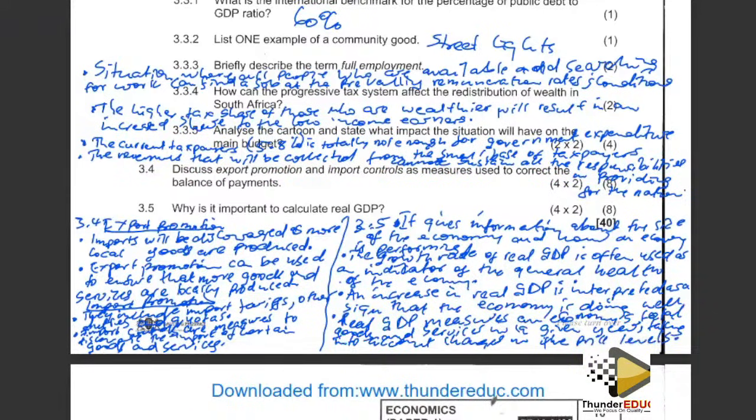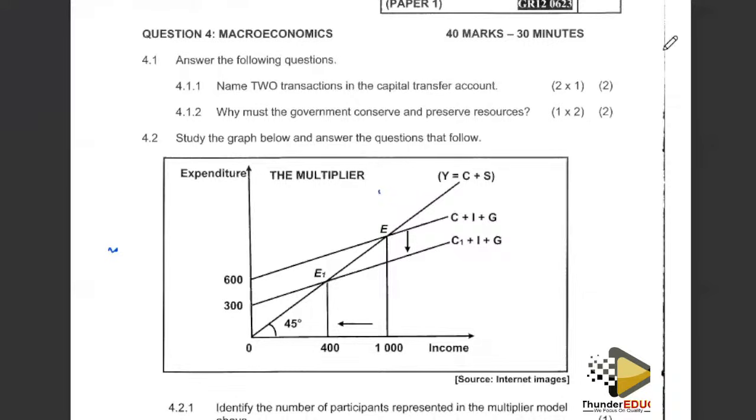Okay, right. So now, grade 12s, at this juncture we are done with our question 3. Now let's move on to question 4. We have now landed on question 4. Let's check 4.1. It reads as follows: answer the following questions. Under 4.1, we have 2 sub questions, 4.1.1 as well as 4.1.2.